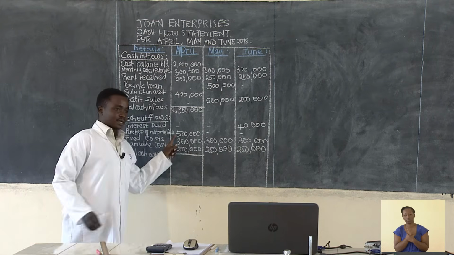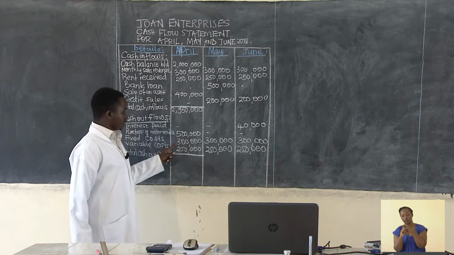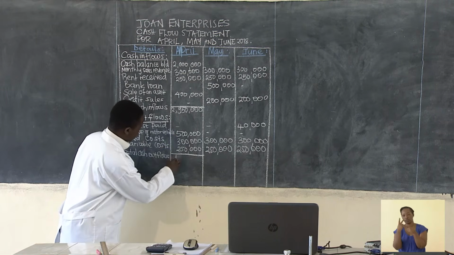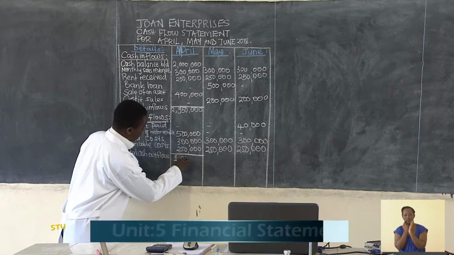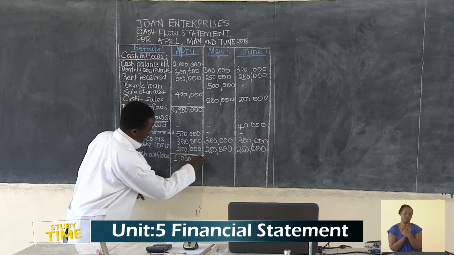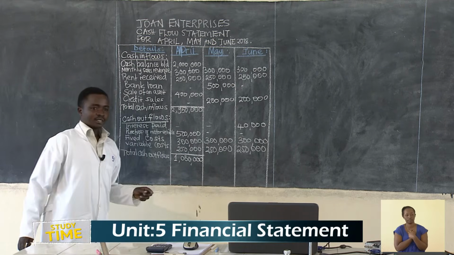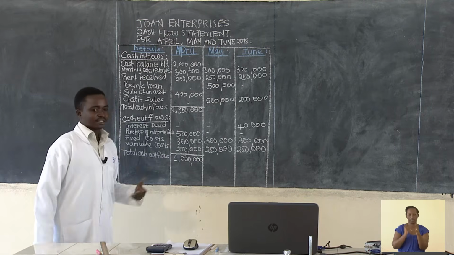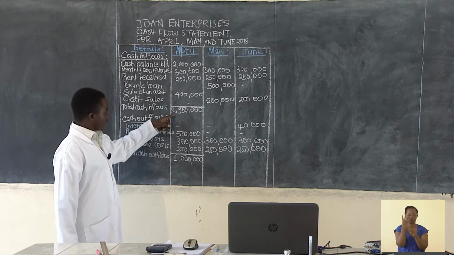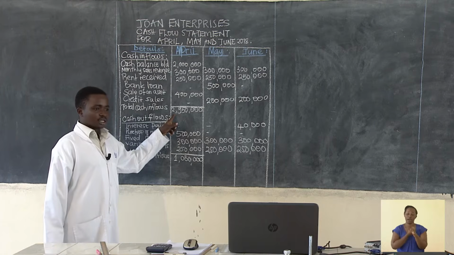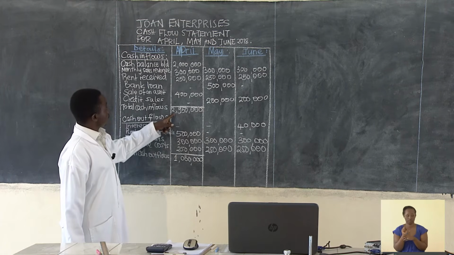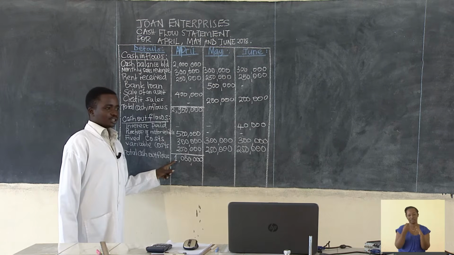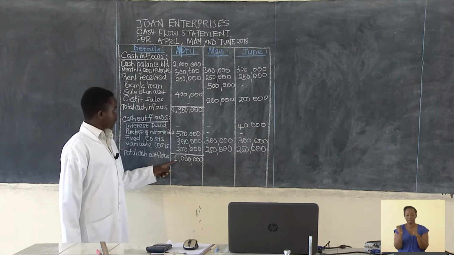So this is 500 plus 300. This is 800,000 plus 250. This gives you 1,050,000. So what does this one indicate now? I want us to look at our month of April. It means that our cash inflows during the month of April are greater than our cash outflows during the month of April.